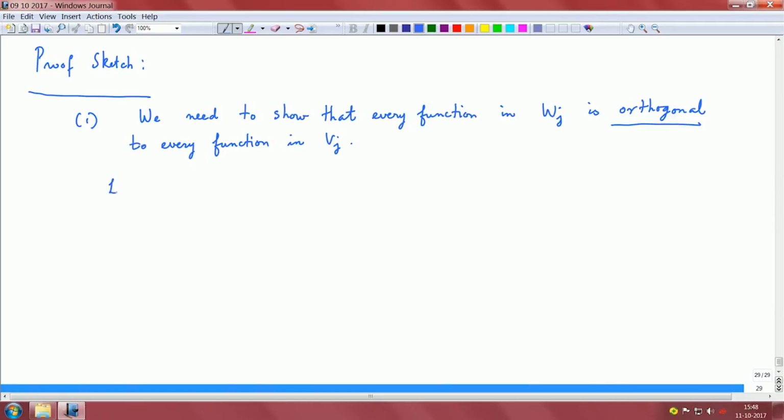So, let us start with some typical function in the Wj space, and let that function be f_Wj, which is summation k belonging to some set of integers a_k psi(2^j t minus k). This is basically a linear combination of the shifted orthonormal wavelets in the jth scale, right.